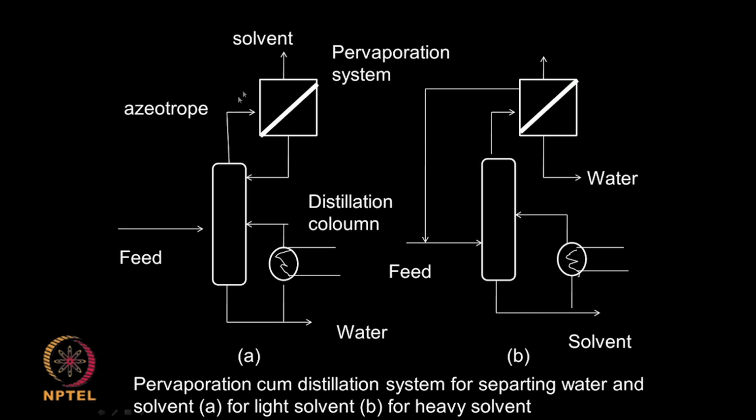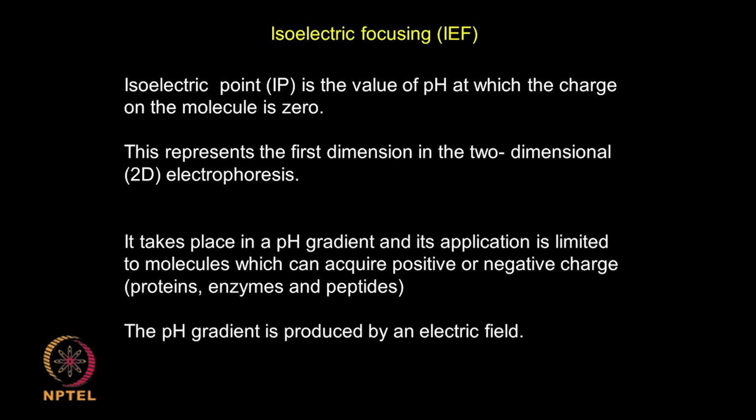Okay. So, we can have different types of systems for heavy as well as for lighter solvents, and by combining a distillation column with the pervaporation system, we can easily break azeotropes whether the solvent is light or heavy. Okay. Then comes isoelectric focusing.